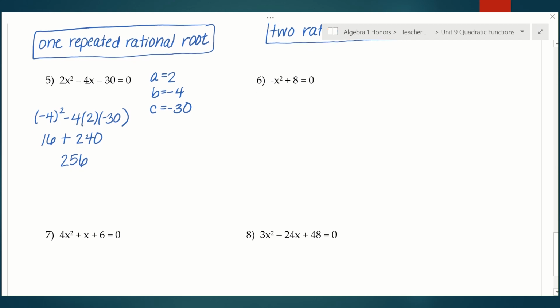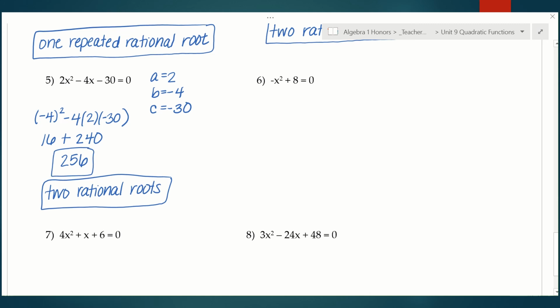256 is positive, and it's also a perfect square. Okay, 16 squared is 256. So just like the last one, we know there's 2 roots because it's positive, and we know it's rational because 256 is a perfect square. So 2 rational roots.